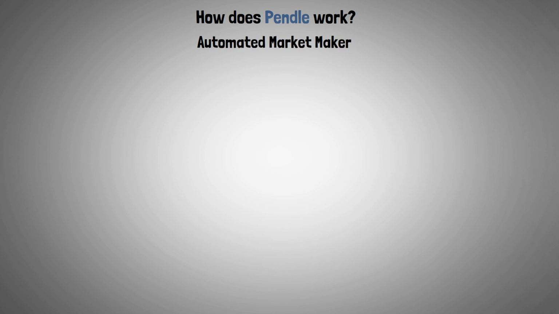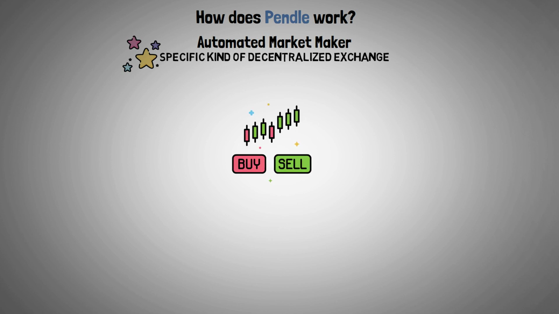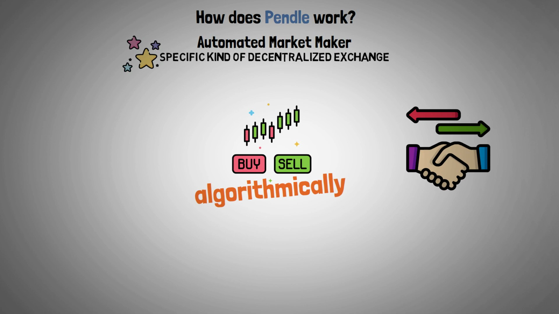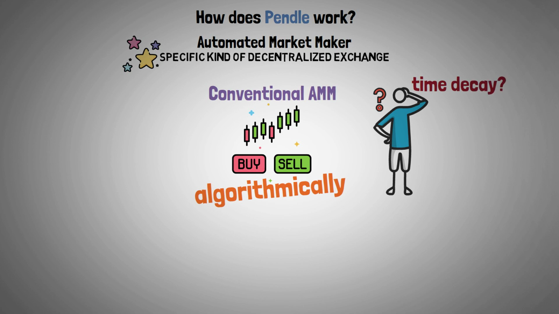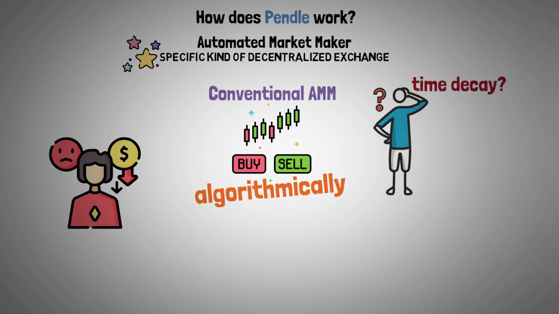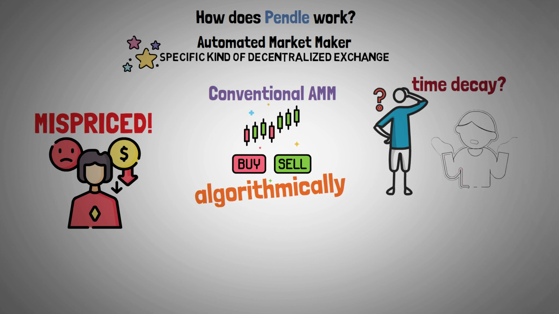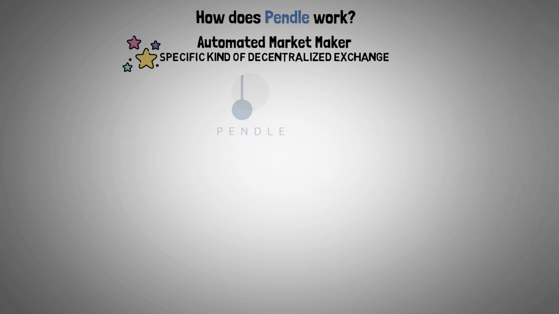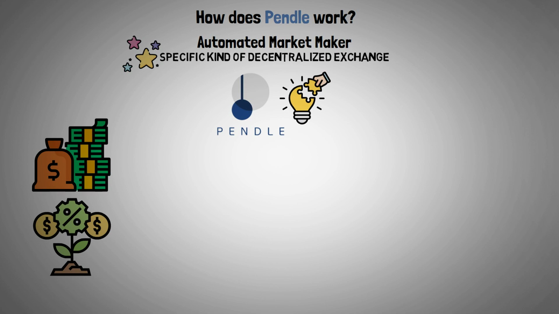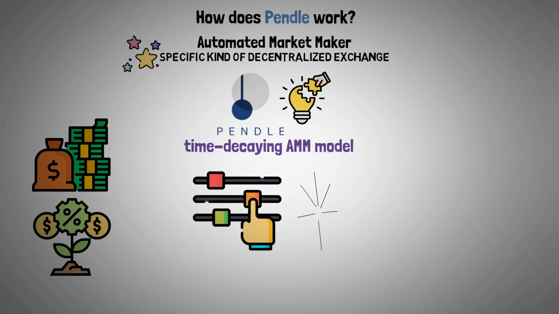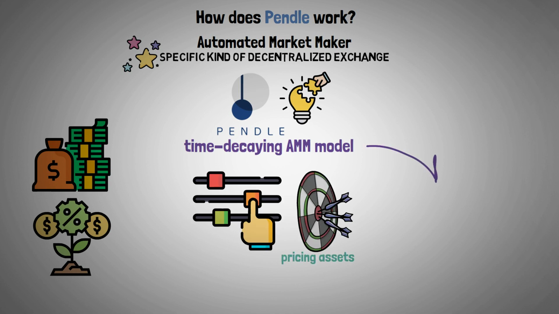Automated market maker. It's a specific kind of decentralized exchange that executes buy and sell orders algorithmically, rather than through direct trades. A conventional AMM, however, has a problem because it ignores time decay. An investor may experience financial loss as a result of mispriced assets if time decay is not taken into account. Pendle solves this problem. To maximize capital while increasing exposure to future yields, it employs a time-decaying AMM model. In particular, incremental adjustments are made to more accurately price assets. At the same time, it stops the depletion of liquidity pools.